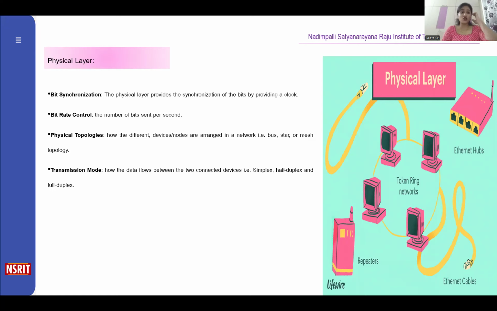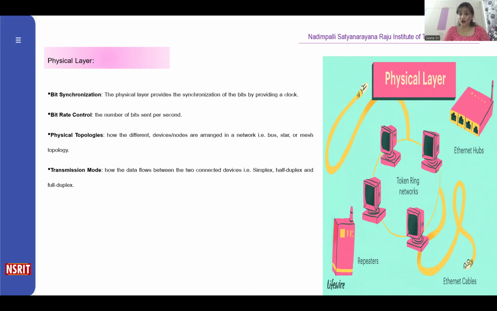The main functionalities of the physical layer are bit synchronization, bitrate control, physical topologies, and transmission mode. Bit synchronization means this layer provides synchronization of bits by providing a clock. By using the clock, the bits will be transferred in a specific format to the receiver side. Bitrate control also decides how many bits should be transferred per second.